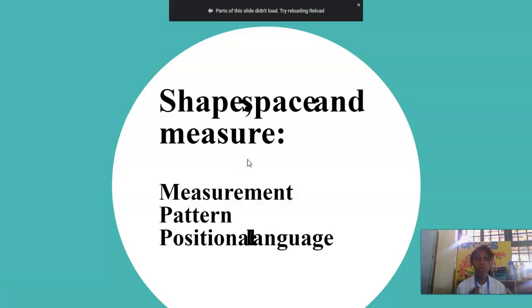So we will be focusing on an aspect of mathematics that is called shape, space, and measure. When you deal with shape, space, and measure in mathematics, you're talking about how you measure things. You're talking about using patterns, identifying patterns, symmetry, and using positional language. I will just talk you through these topics that we have already covered and see how much you remember.